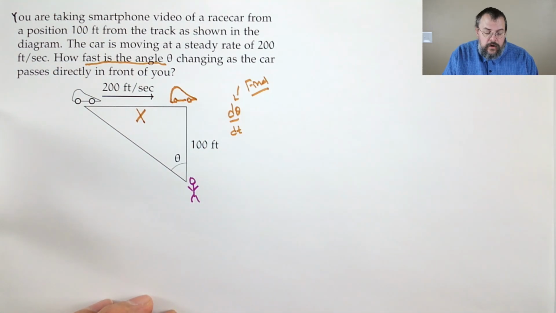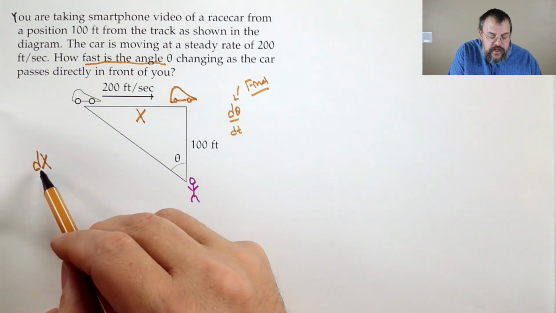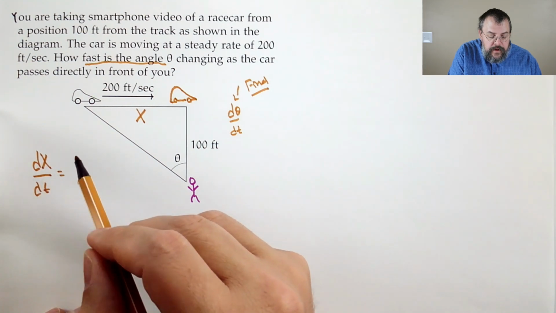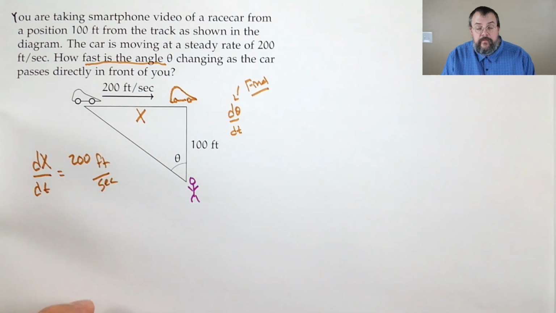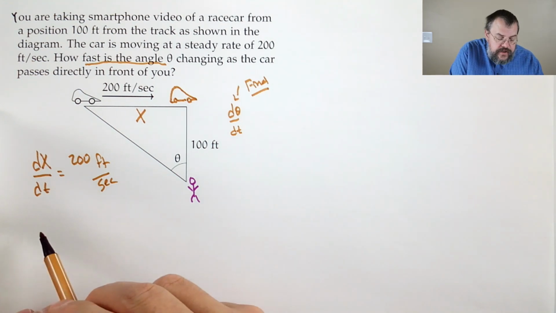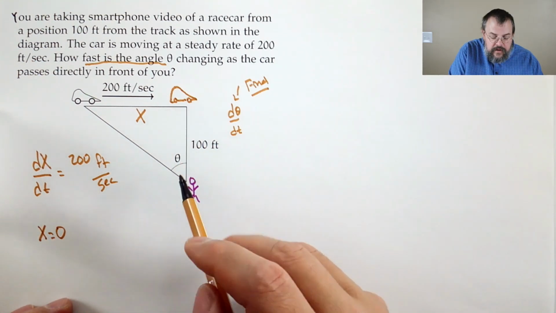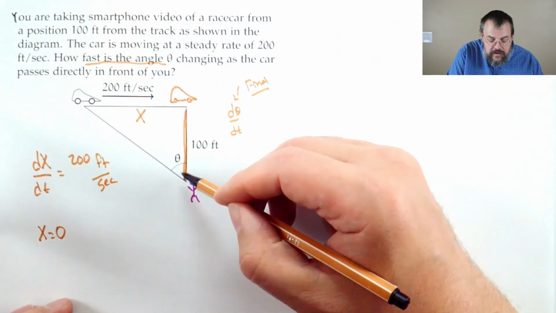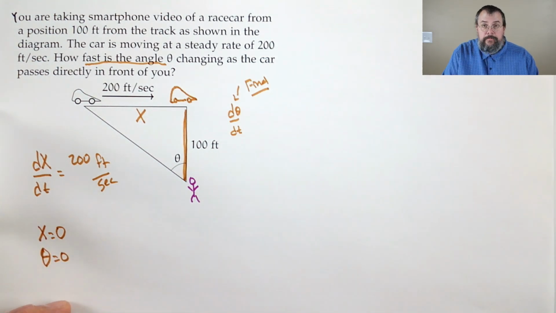And what do we know? Well, we know that the change in x with respect to time is always 200, and that's feet per second. Okay? It's a fixed speed. So it's always 200 feet per second, no matter what time we look at. Which time do we care about? We are interested in what happens when x is equal to 0, because that would be directly in front of us. See, that would be here. So this distance would be 0, and theta equals 0. So that's when we care.